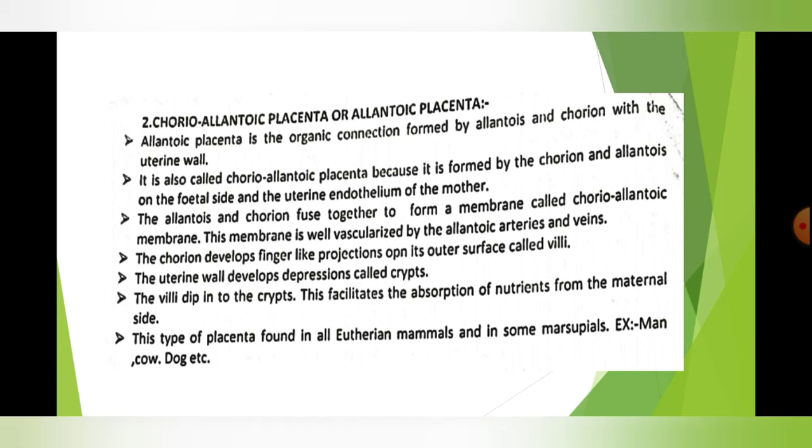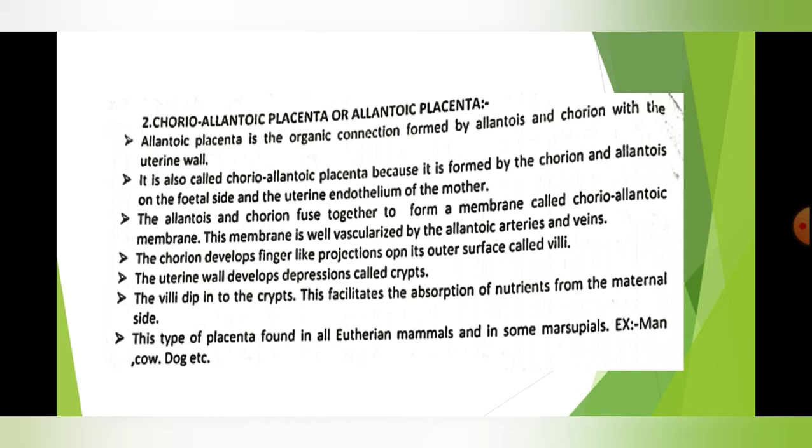The chorion develops finger-like projections on its outer surface called villi. The uterine wall develops depressions called crypts. The villi dip into the crypts. This facilitates the absorption of nutrients from the maternal side.